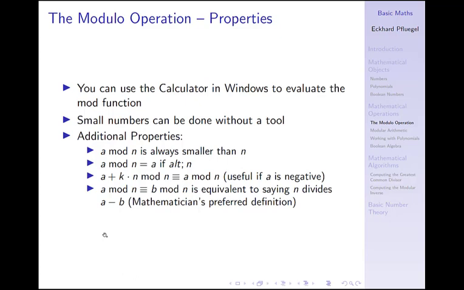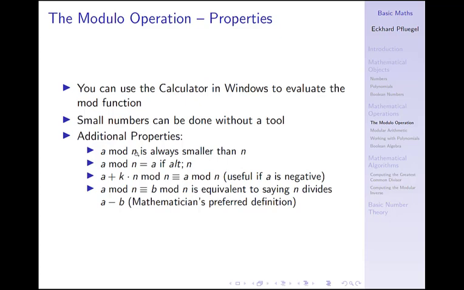So there are some additional properties which help you with computing the output, and they're just useful in general. First of all, we have already observed that a mod n, the output of the modulo operation with input a and n, will always be smaller than n. So why is that the case?